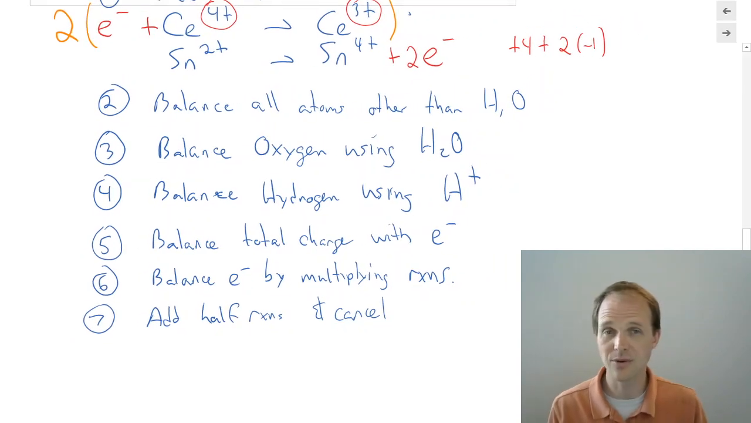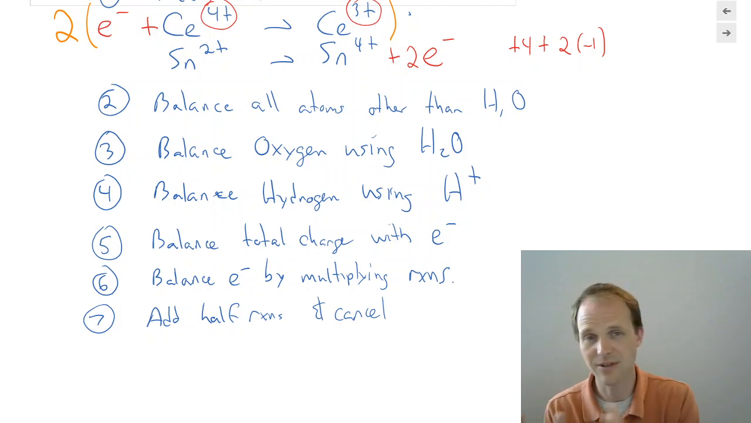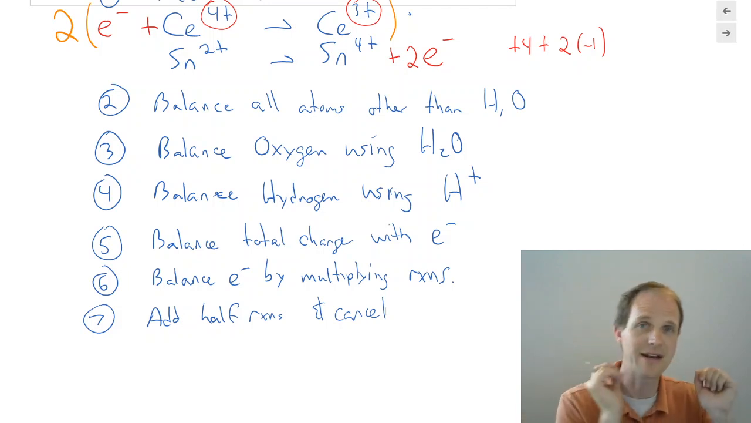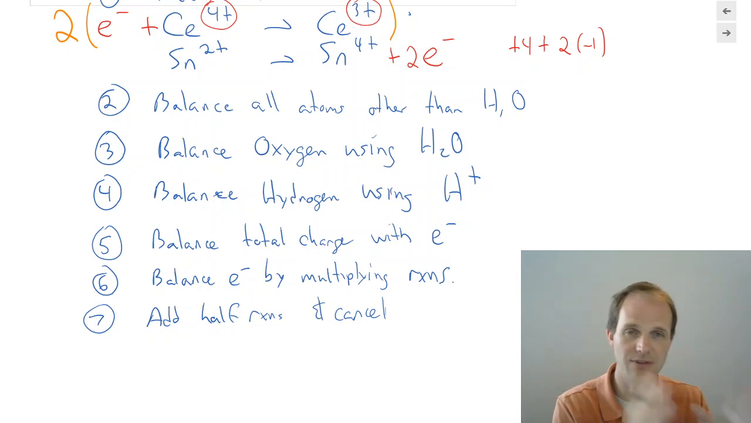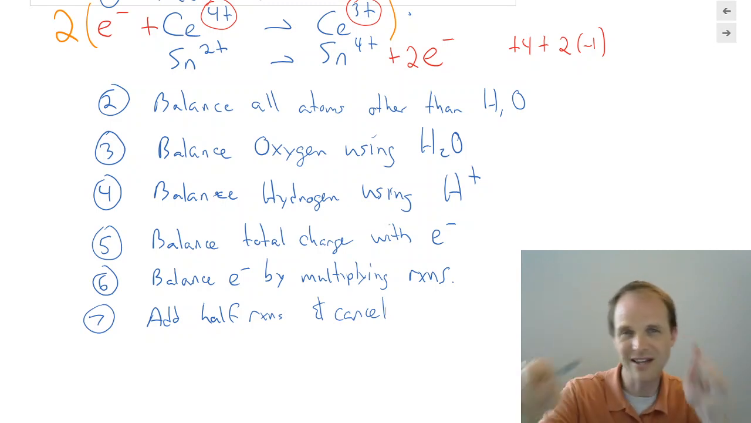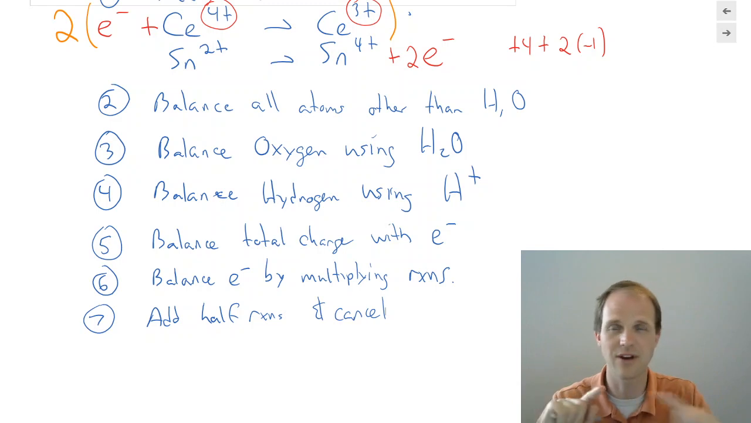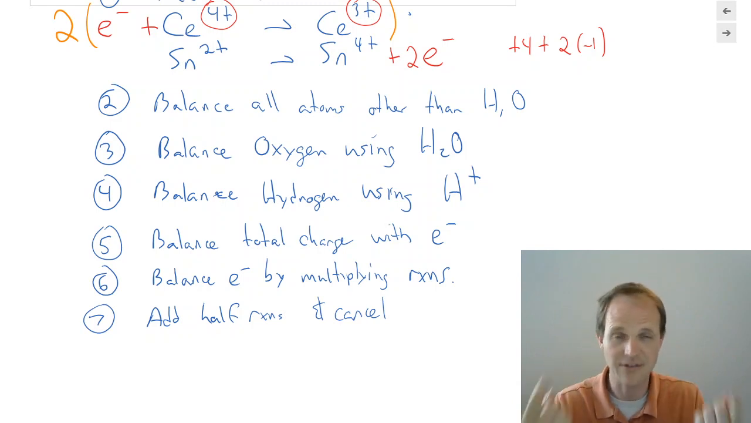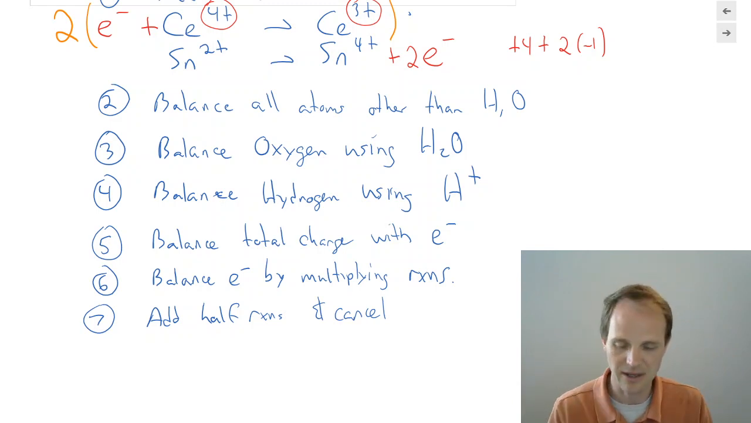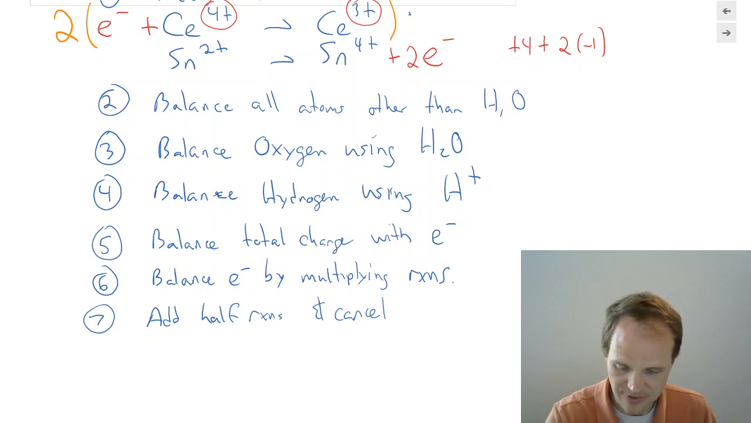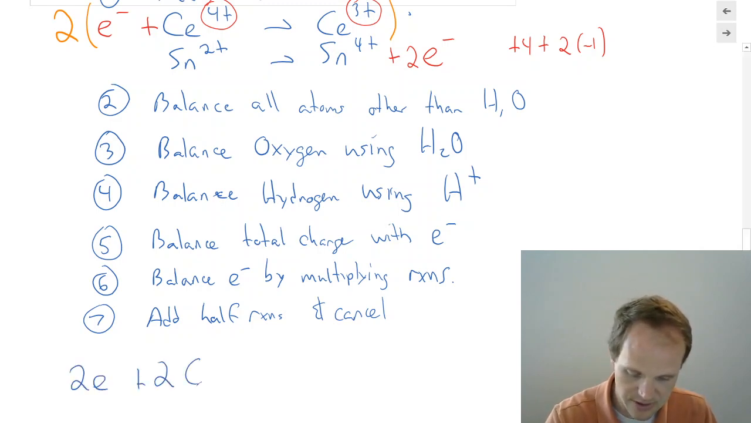What I do when I'm doing this is I just write everything on the left from the first reaction. Then I write everything on the left from the second reaction. Then I write everything on the right from the first reaction, everything on the right from the second reaction. I don't try to bounce back and forth to figure it out, because I know for me, if I do that, I'm going to skip a term. So I literally just go through left to right. I've got 2 electrons. I've got 2 cerium 4 pluses. And then I'm done with that.